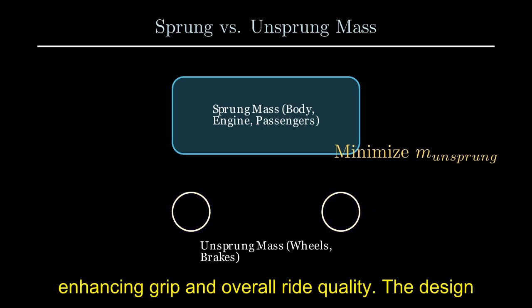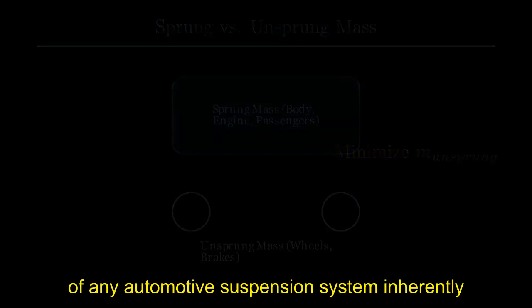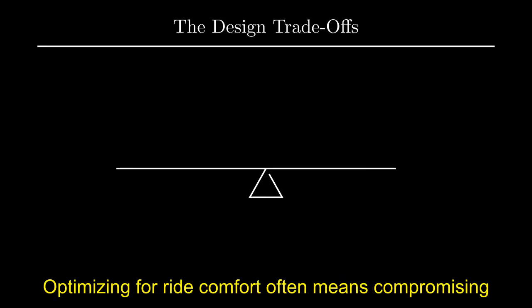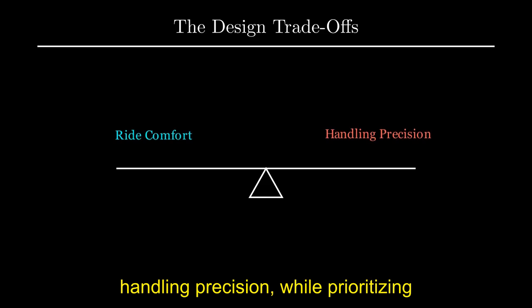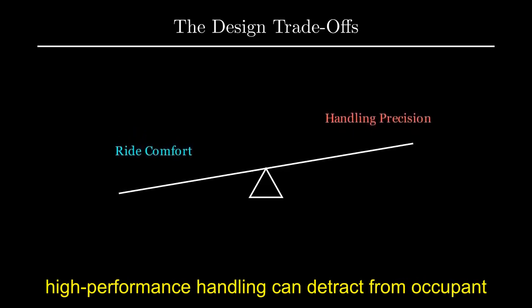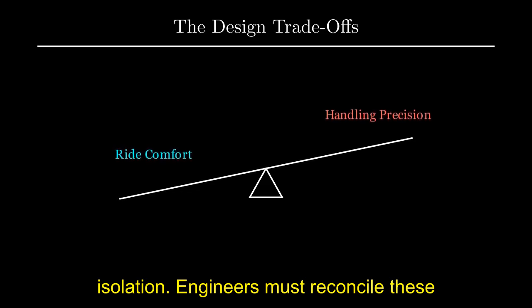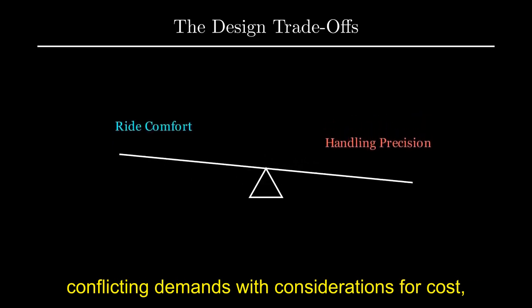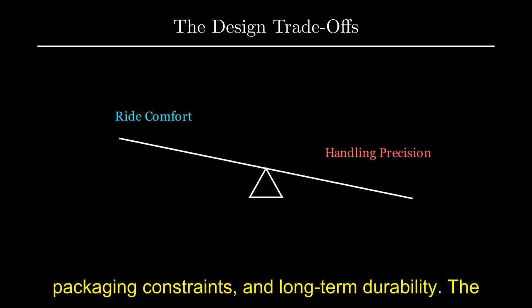The design of any automotive suspension system inherently involves navigating a complex web of trade-offs. Optimizing for ride comfort often means compromising handling precision, while prioritizing high-performance handling can detract from occupant isolation. Engineers must reconcile these conflicting demands with considerations for cost, packaging constraints, and long-term durability.